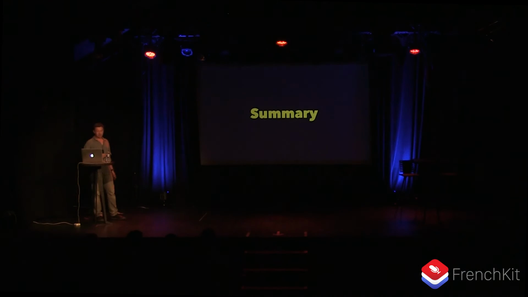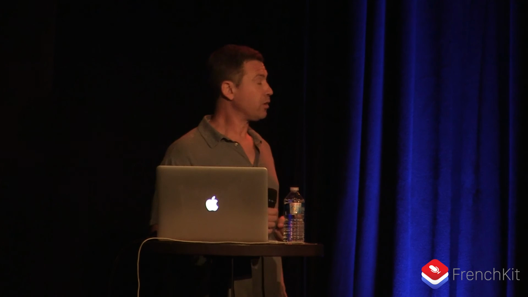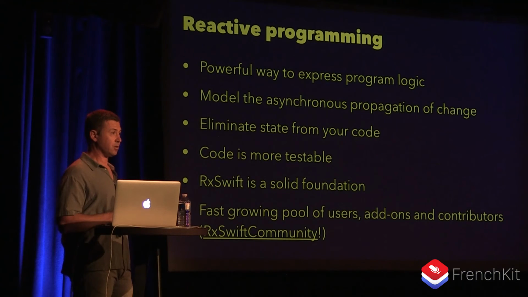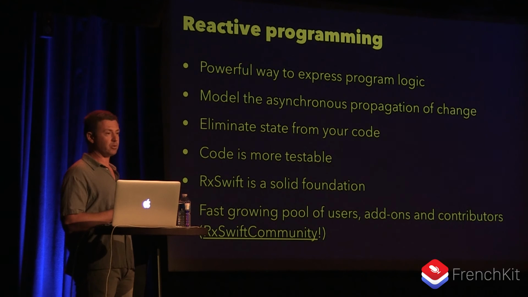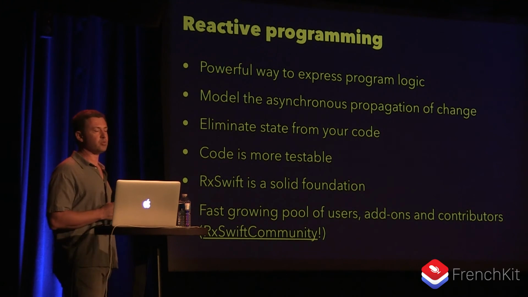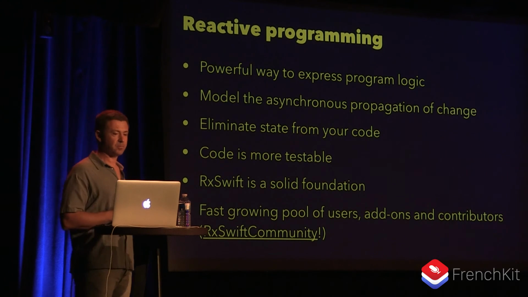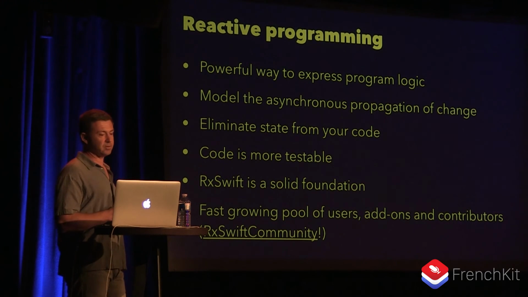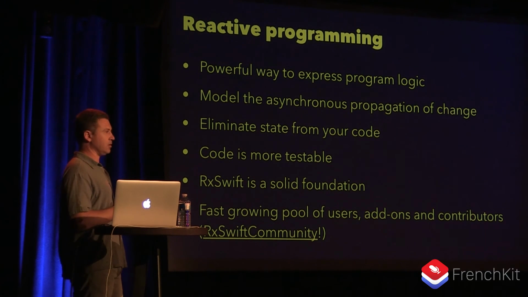So, let's summarize. It was a pretty dense talk, and I hope that I didn't lose too many people. Reactive programming is a powerful way to express your program logic. We saw that in very few steps and in very few lines, you express complicated processes. This is one of the great benefits of using Rx. Reactive programming models the asynchronous propagation of change. By that I mean that it models the processing we do on changes over time.